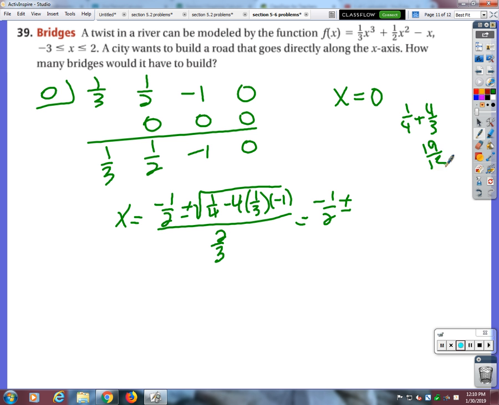Okay, so the common denominator is 12, right? 3 times 4 is 12. And then the way you get the top numbers, you multiply that times that, and then add them together. So 3 times 1 is 3. 4 times 4 is 16. Add those together and you get 19.